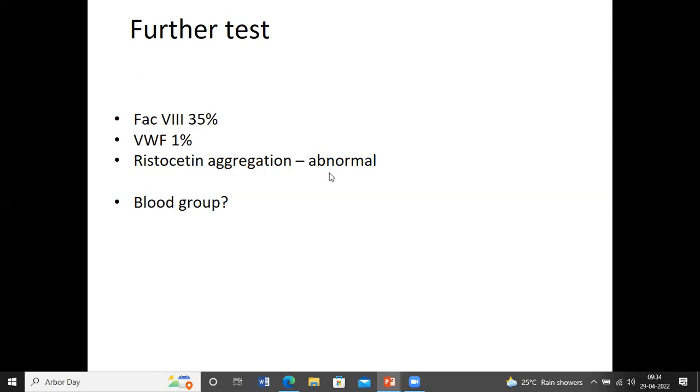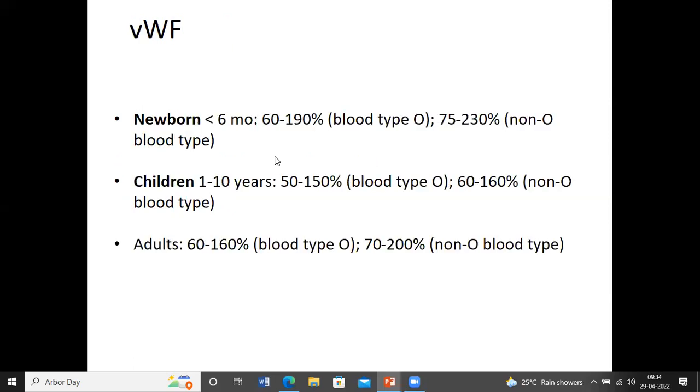The platelet aggregation test is abnormal. And we should also remember to do a blood group whenever we suspect a case of von Willebrand disease, because the factor levels depend on the different blood type groups. And therefore, remember to do a blood grouping as well.